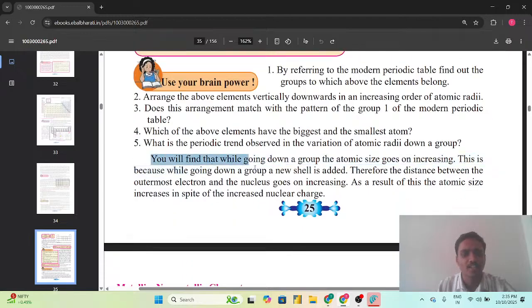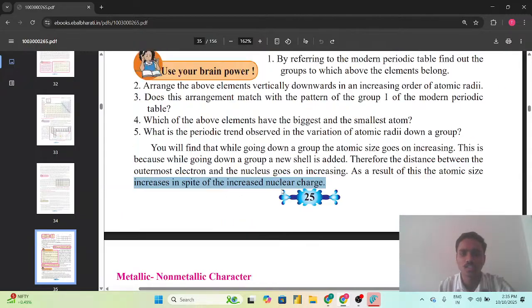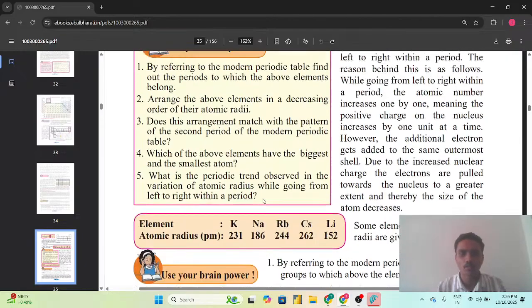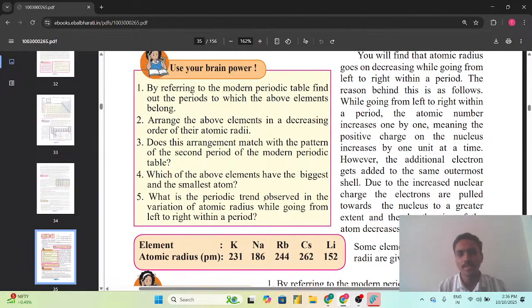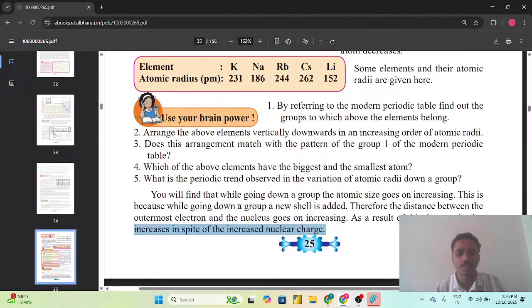So here we can see that while going down the group, the atomic size goes on increasing. This is because while going down a group, a new shell is added. Therefore, the distance between the outermost electron and the nucleus goes on increasing. As a result of this, atomic size increases in spite of the increased nuclear charge. So as the nuclear charge goes on increasing, the protons which are carrying the positive charge in the nucleus will attract the electrons towards the center, which will decrease the size of that particular element. So atomic radii will decrease, and the size of the atom will also go on decreasing.